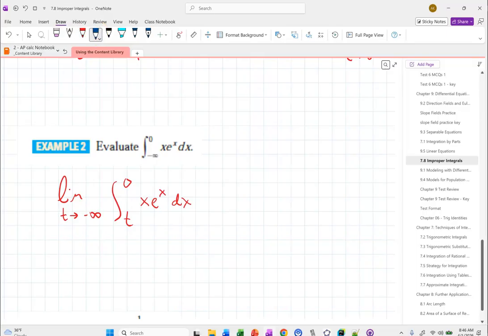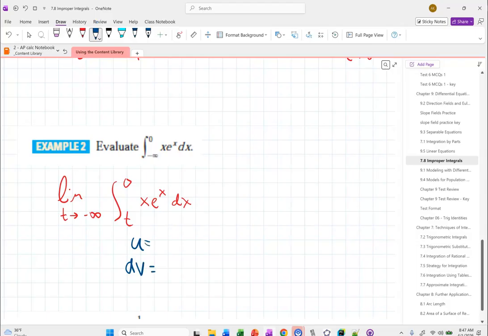What's our plan for integrating x e to the x? Parts. Yeah, that's exactly right. We need to use integration by parts to do this. If you try to u-sub it, it's not going to work, because the only substitution for u is like x or e to the x, and neither one of those is going to give you a suitable replacement to get something you can integrate. So we are going to do parts.